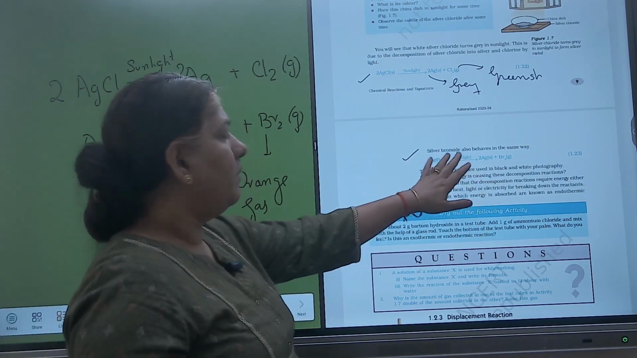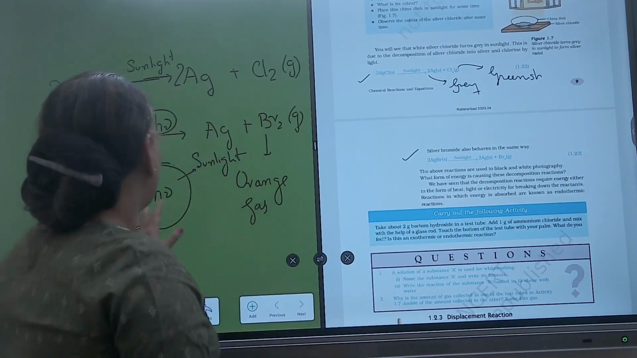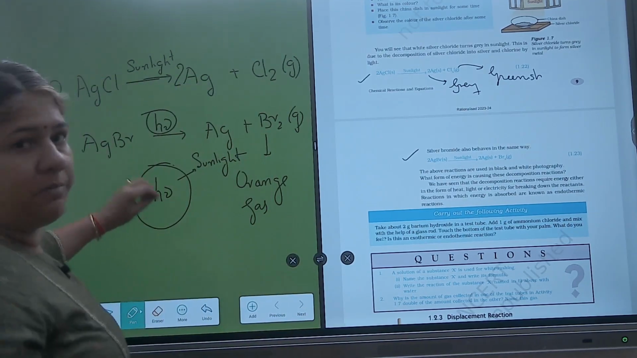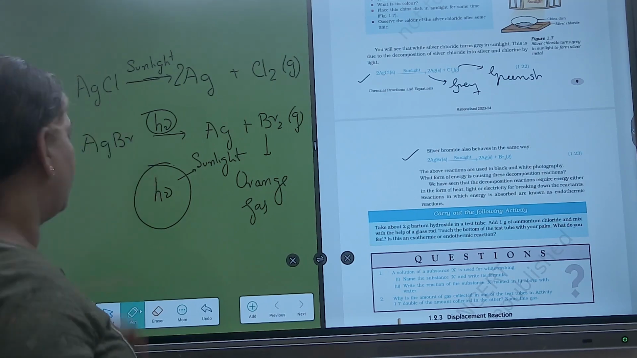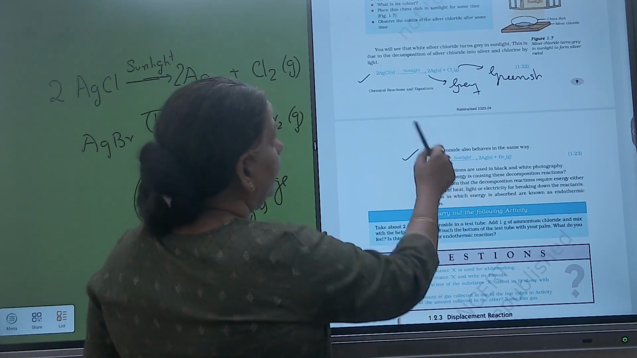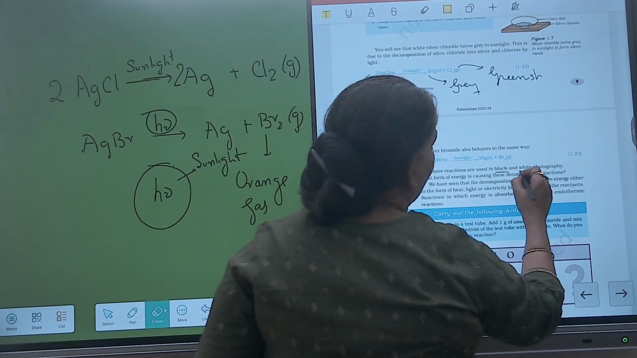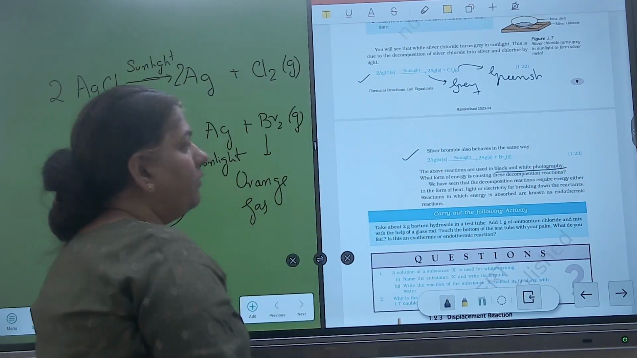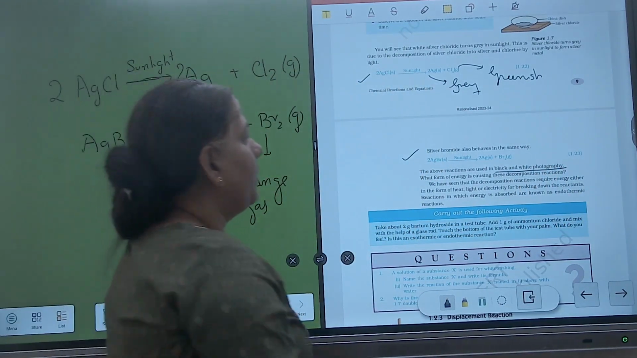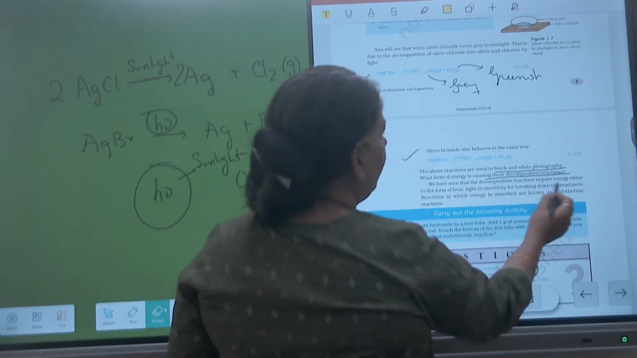You must be clear on this, because if by chance it is asked in the question paper, don't get confused about what this is representing. This is sunlight. Okay. So the above reactions are used in black and white photography. This question is often asked: give one use of the reaction. And what form of energy is causing the decomposition?